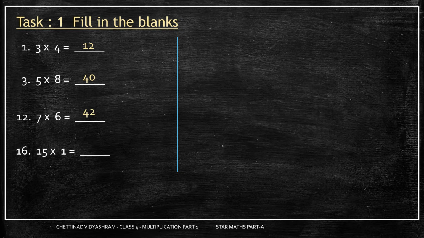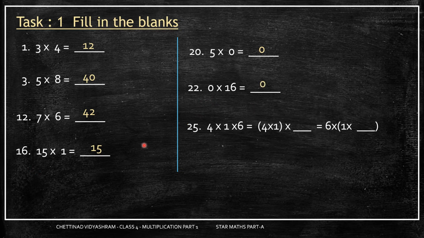15 into 1. So what property is this? When you multiply a number by 1, the product is the number itself. So 15 into 1 is nothing but 15. 5 into 0. When you multiply a number by 0, the product will be 0. So 5 into 0 is 0. 0 into 16, 0.